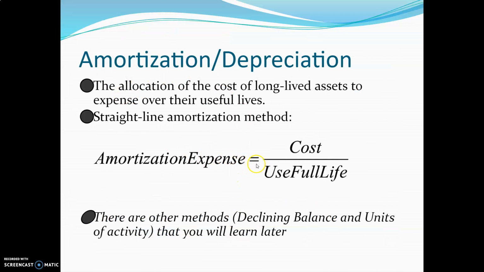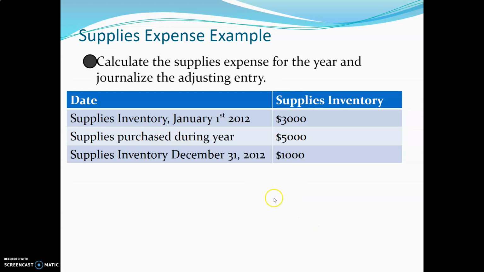So generally speaking, there's different types of what we call amortization or depreciation methods. And one of the ones that we're kind of looking at here is straight line. The allocation of the cost of a long-lived asset or fixed asset or long-term asset, whatever you want to call it, to expense over their useful lives. And we use what we call a straight line amortization method for these ones where we're taking the cost divided by its useful life. And there are other methods which we will be exploring in later units called declining balance, units of activity, and there's also other things out there in the tax world like double declining balance and so on. So let's go ahead and take a look at the next one.